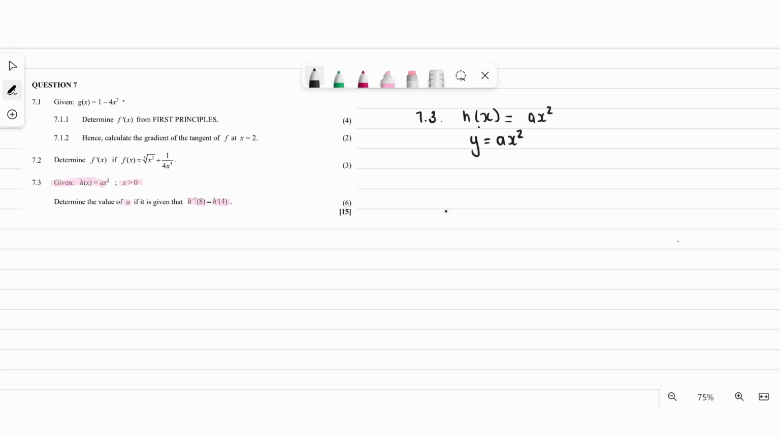Then finding the inverse, you swap x and y, right? So here it's going to be x and here it's going to be y. So you're going to say x is equal to a y squared. Then from here you need to make y the subject of the formula. So we're going to divide both sides by a.